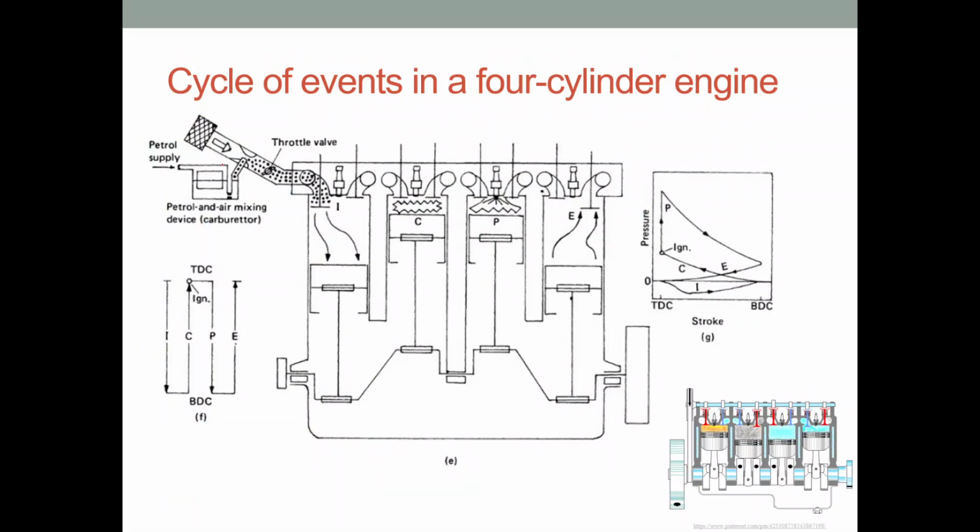So this is the cycle of events in a 4-cylinder engine. You see that one of them is doing induction, one of them is doing exhaust, and of the other 2, one of them is doing compression and one of them is doing power. So that's why most of the vehicles that we have are 4-cylinder, because in one cycle each of the events is going to happen at one time.